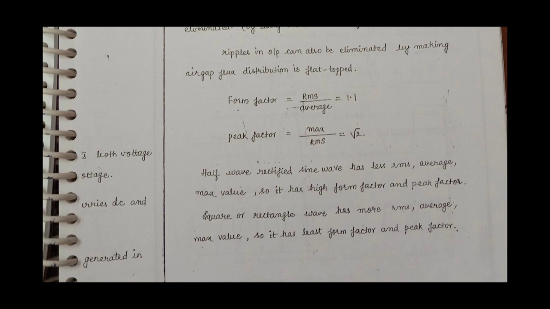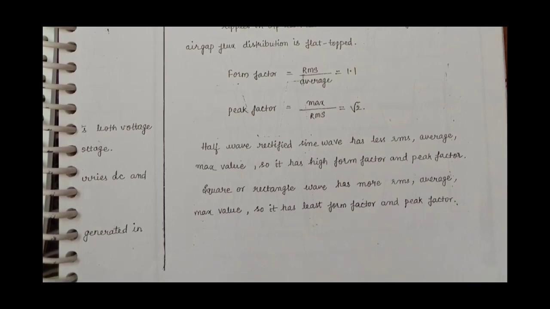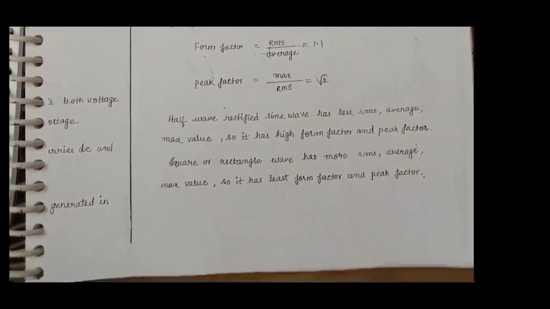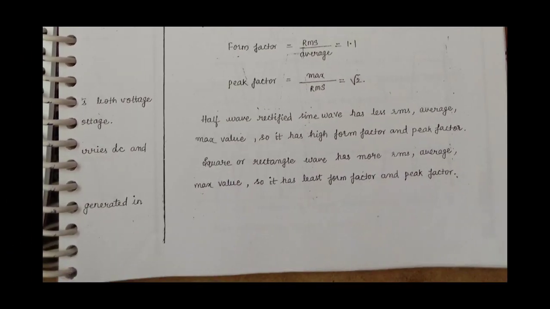Form factor equals the RMS by average value, that is equal to 1.1. Peak factor equals maximum by RMS, that equals root 2. Half wave rectifier sine wave has less RMS and average to maximum value, so it has a high form factor and peak factor. Square or rectangular wave has a more RMS and average to maximum value, so it has the least form factor and peak factor.